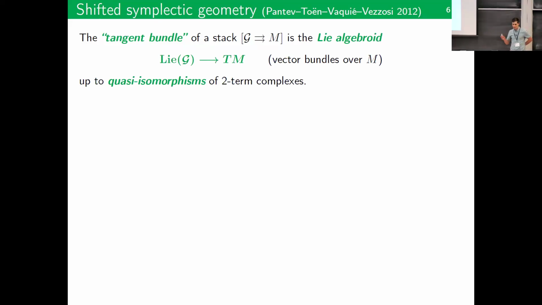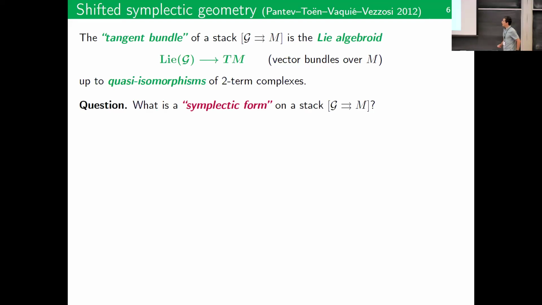But the stack is only determined up to Morita equivalence by the groupoid. And so this Lie algebroid, this tangent bundle, is not just a Lie algebroid, but is defined up to some equivalence relation, which turns out to be quasi-isomorphism when you think of this as a two-term complex. So we just have one homomorphism, but you can think of it as a complex with just 2 terms. And you get quasi-isomorphisms if you change the representation of the stack with another Lie groupoid.